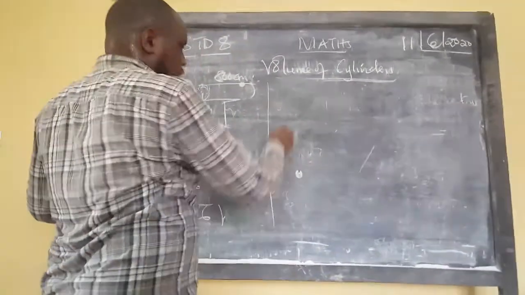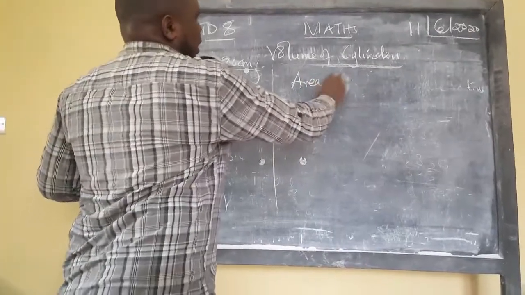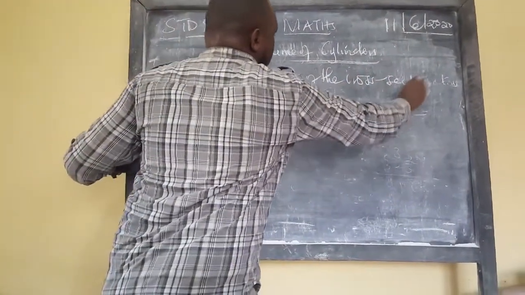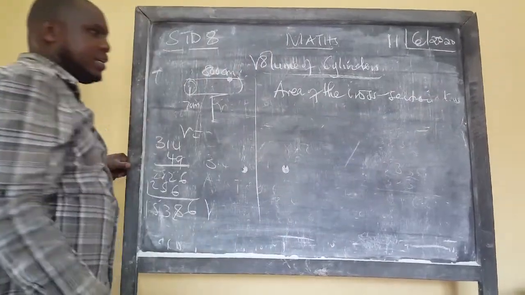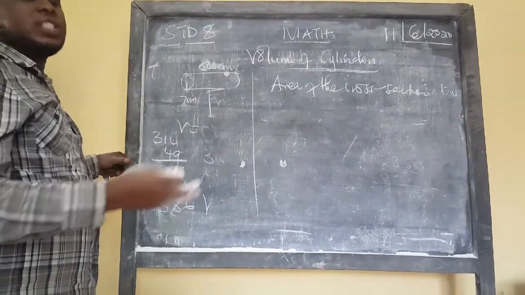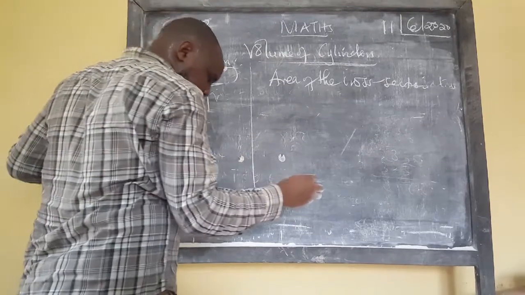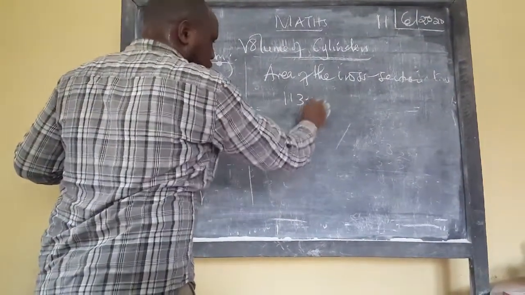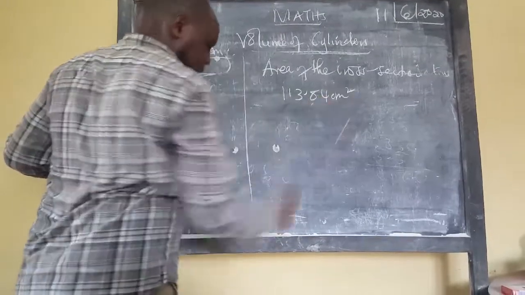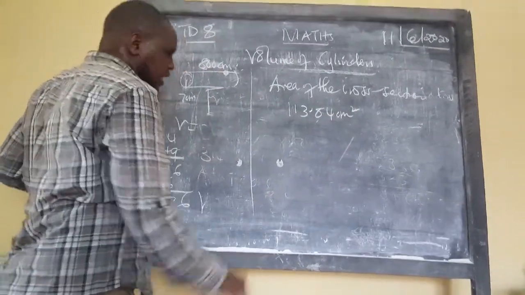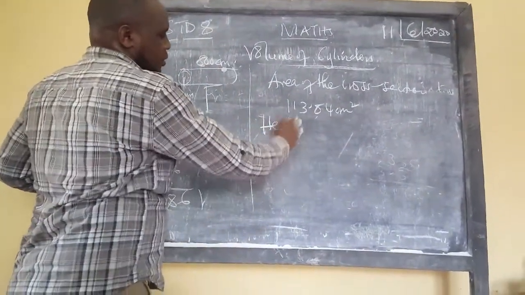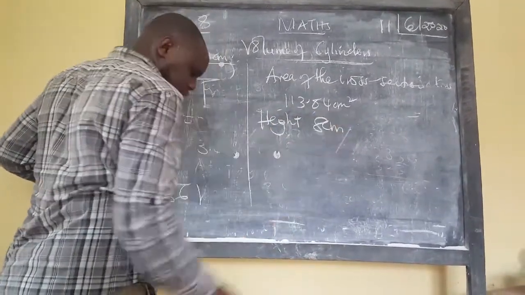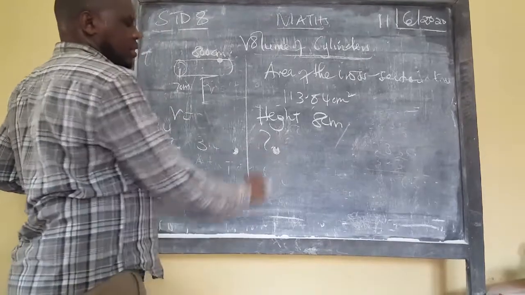I want to do one question where you're given the cross-sectional area of the cross-section. When I mention area of the cross-section, learner, what should come to your head is that it is the area of the circle. So the area of the circle is given as 113.04 centimeters squared. And then, of course, the height is given as 8 centimeters. And then the question is, what is the volume, learner?